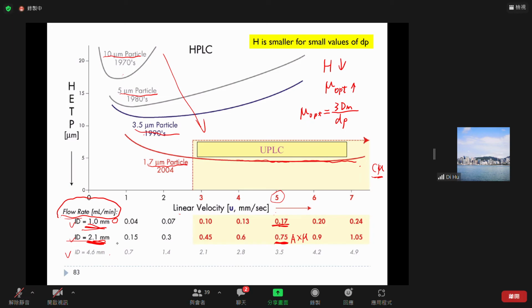So if it's a 4.6 millimeter column, then you have to set the flow rate to be 3.5 milliliter per minute, okay? But normally, what we use most is like 2.1. This is a very common one. So if you're using a velocity of 6 millimeters per second, in the program you just set about 0.9 milliliter per minute. Understand? So that's the reason I'm pointing this out.